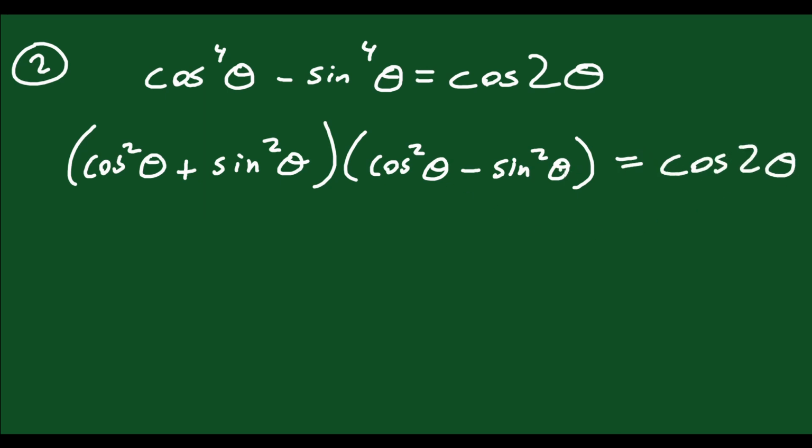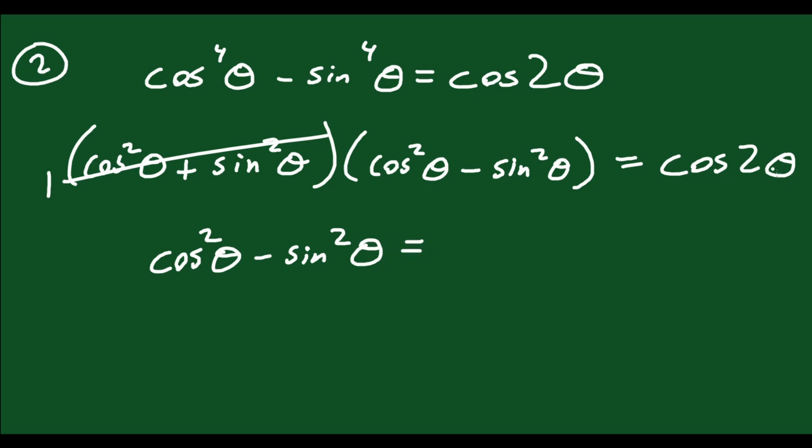And on the left here, what you notice is that cos squared plus sine squared is equal to 1. So that goes away. It's just equal to 1, right? So on the left I have cos squared minus sine squared. Cos squared theta minus sine squared theta is all I'm left with on the left. And on the right, cos 2 theta, I can swap that out for the double angle identity, which says that's equal to cos squared theta minus sine squared theta, right? That's the double angle identity.